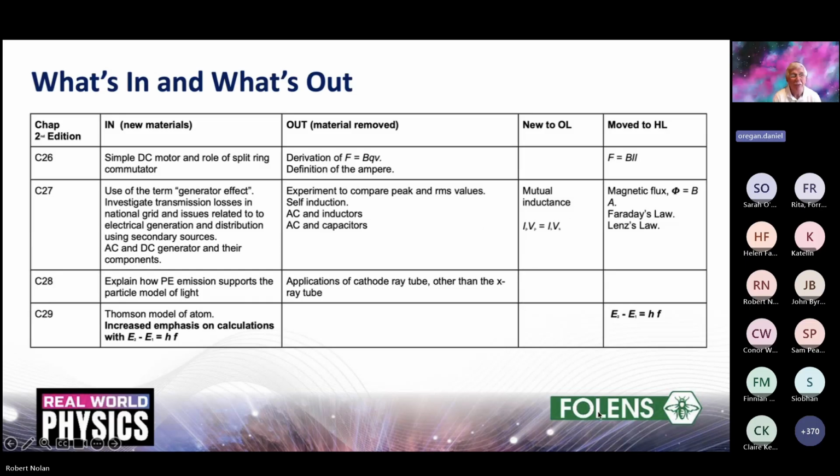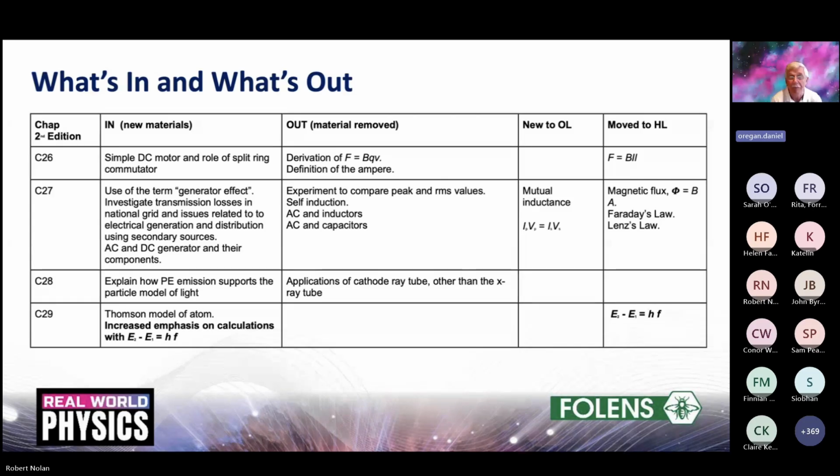Hello, hi. Right, chapter 26, the simple DC motor and the role of the split ring commutator. Now, on the old specs, we all basically looked at the operation of a motor, the turning effect on a coil, but officially, the description of a DC motor was not in the normal part of the course. It was again in the electricity option at the end. But the simple DC motor and the role of the split ring commutator is now specifically mentioned, and everybody needs to know about it, ordinary level and higher level.